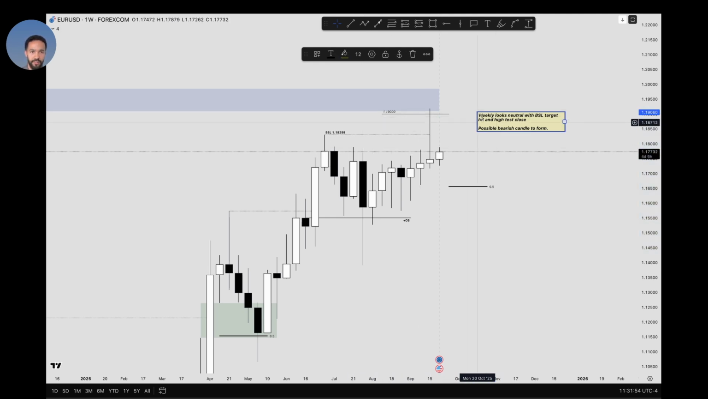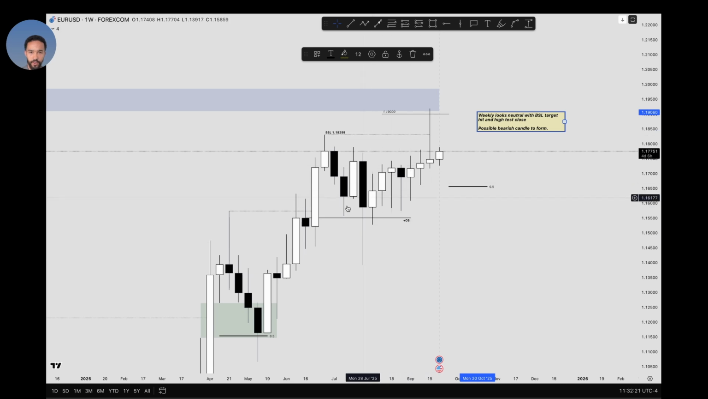So if we read out this little annotation, the weekly looks neutral at the moment to me, with the buy side liquidity targets hit and this high test close. So possible bearish candle to form. I'm just thinking of the next week, right after this high test candle, it was a bullish high test. We may form a bearish candle to maybe run for the sell side liquidity on the previous weekly low and the weeks before that, if we are to go bearish. Okay, so that's how I'm reading that.